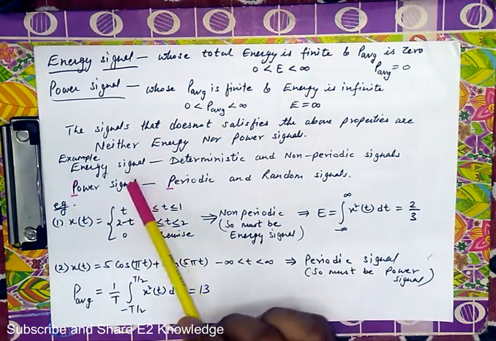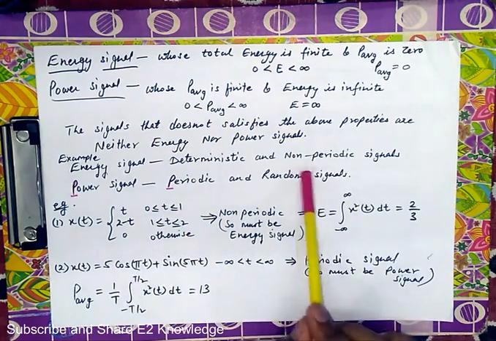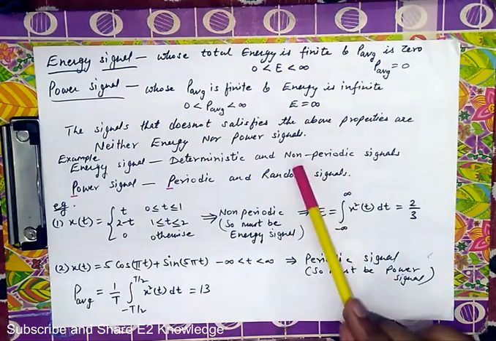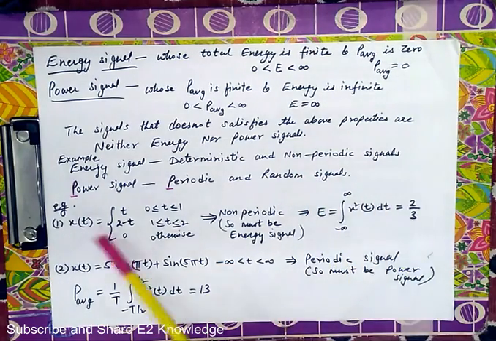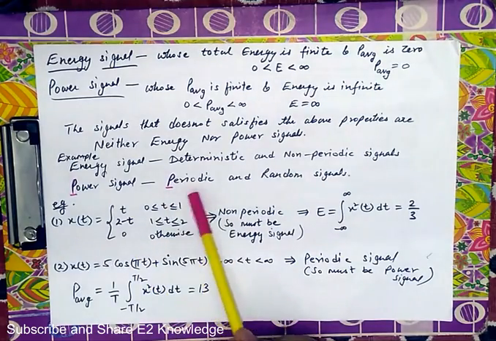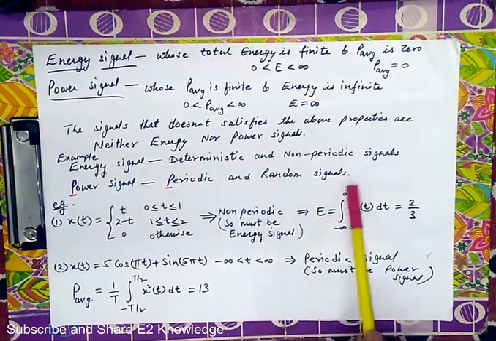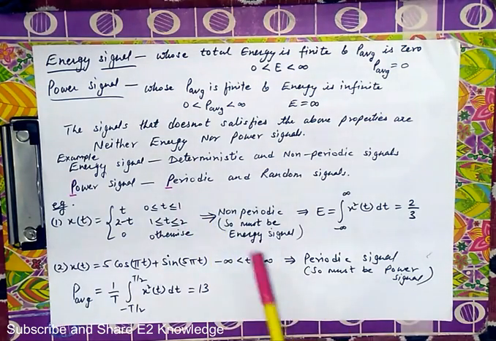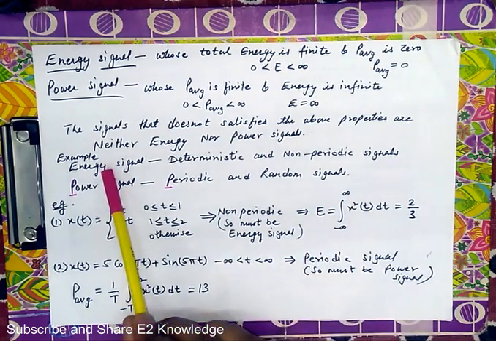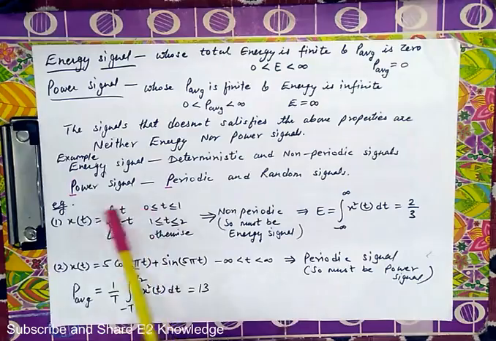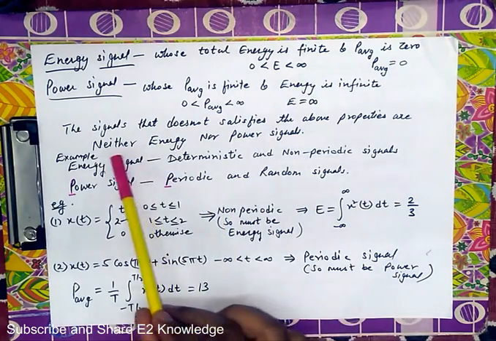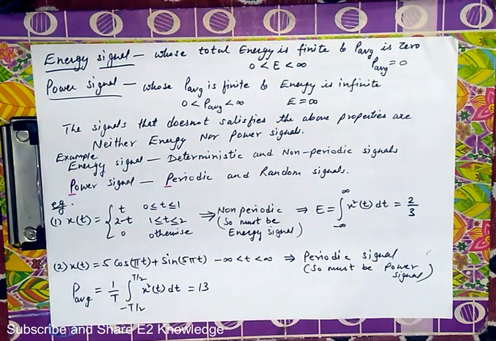Some examples of energy signals are deterministic signals and non-periodic signals. Deterministic signals are those which can be determined by a formula, and non-periodic signals are those which are not periodic. Power signals are the signals which are periodic signals and random signals. So from this we can easily identify that every non-periodic signal is an energy signal and every periodic signal is a power signal. Maybe a signal doesn't satisfy any criteria, then it will come in the third category, neither energy nor power signal. So first we will find some examples.